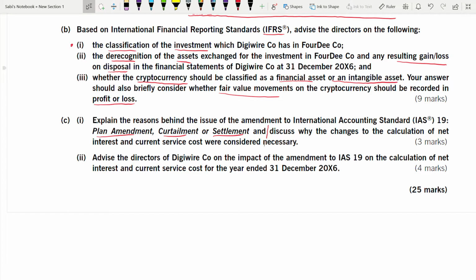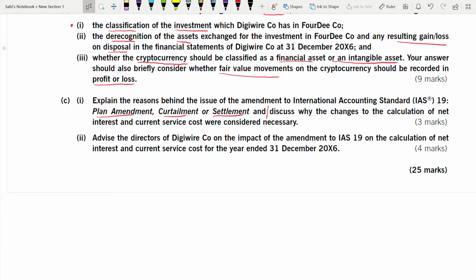3 marks. Marks is very less, looks very easy. When you come to answer it will be very tough for you. Trust me on that. Because this specifically this requirement is not calculation. It's just a discussion question. Why amendment and why the changes to these two are necessary. 3 marks only. 4 marks is for the last requirement.